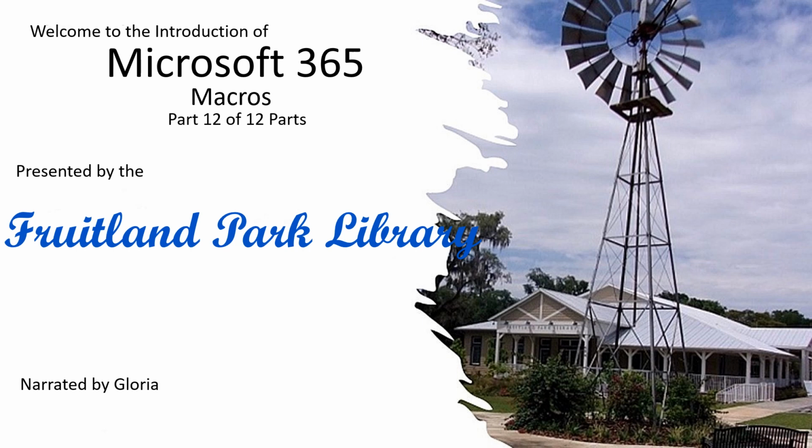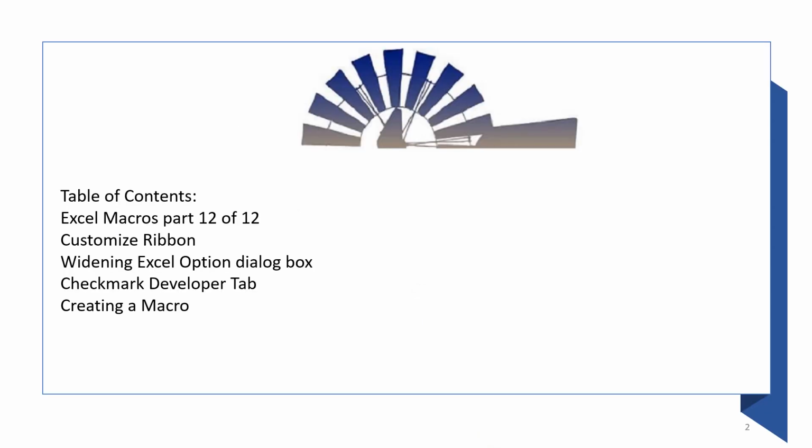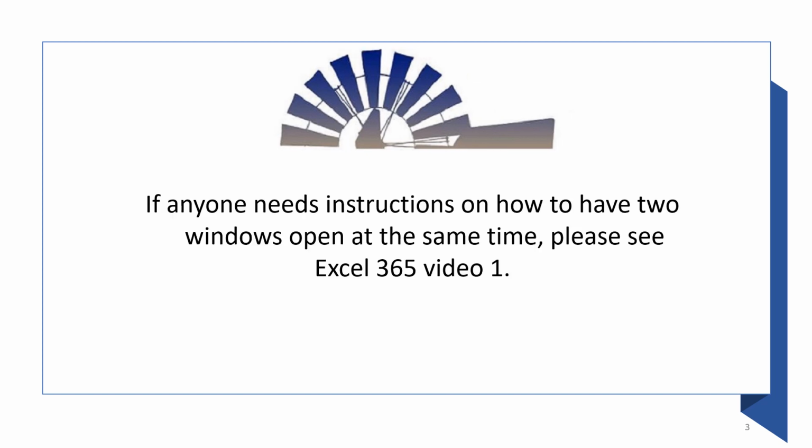Table of Contents, Excel Macros, Part 12 of 12: Customize Ribbon, Widening Excel Options dialog box, Checkmark Developer tab, Creating a Macro. If anyone needs instructions on how to have two open windows at the same time, please see Excel 365 Video 1.